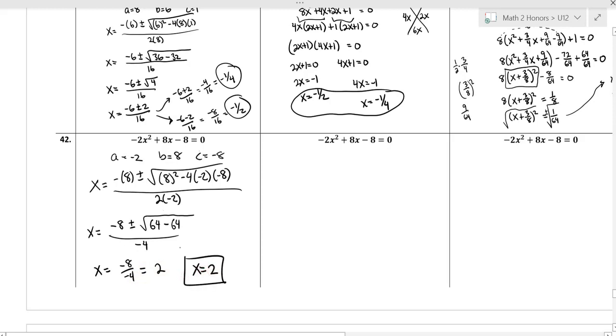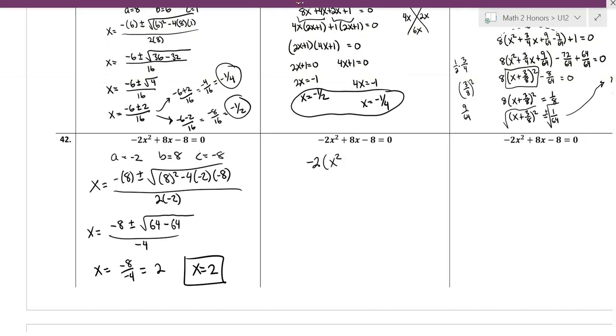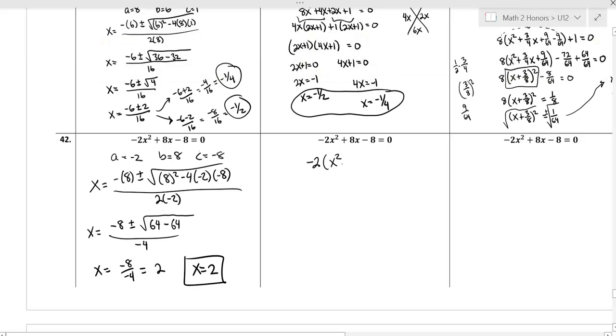Well, let's see what happens when we factor. When I factor, I'm going to factor out a -2. I want to factor out the greatest common factor. I want the a to be positive before I factor. It just makes it easier. So I'm left with x squared minus 4x, and then a plus 4 equals 0.